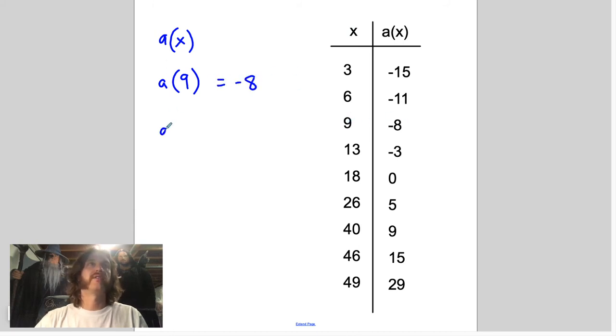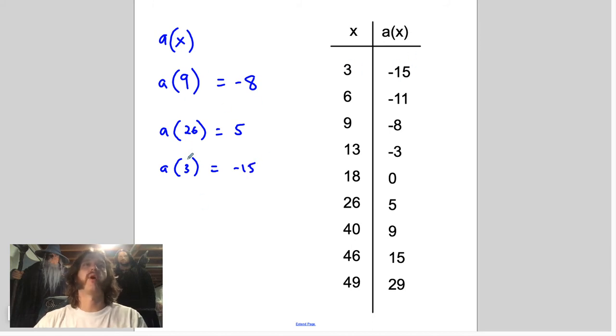Okay, you guys tell me, what's the value of a at 26? What is the value of a at 3? Okay, pause the video, give those a shot. Value of a at 26 is 5. Trace on down. The value of a at 3 is negative 15. That's A. Okay, so this is asking for a y value when you see something like this.